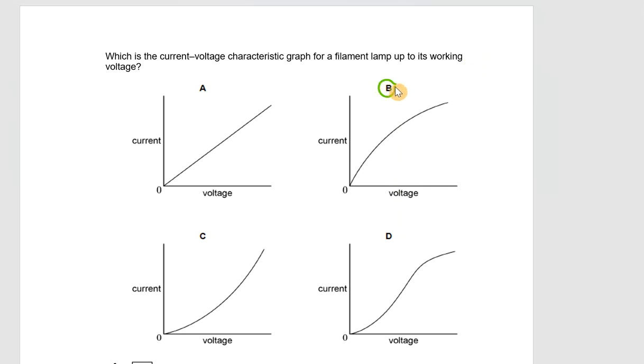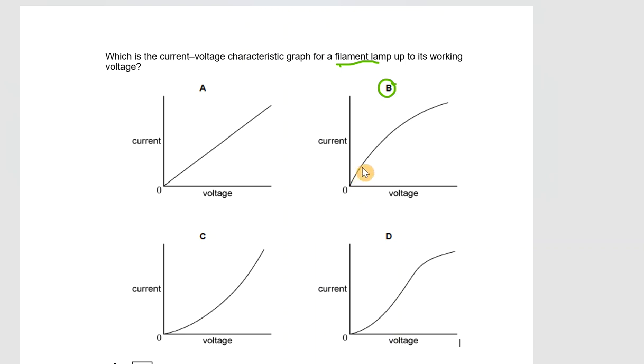If you got the answer B, well done. If you didn't and you want to hear my explanation, here it goes. Which is the current voltage characteristic for a filament lamp up to its working voltage? Well, it's B, and to be perfectly honest, you should just know the shape of that at this point in the syllabus. However, let's have a quick explanation as to what's going on here.